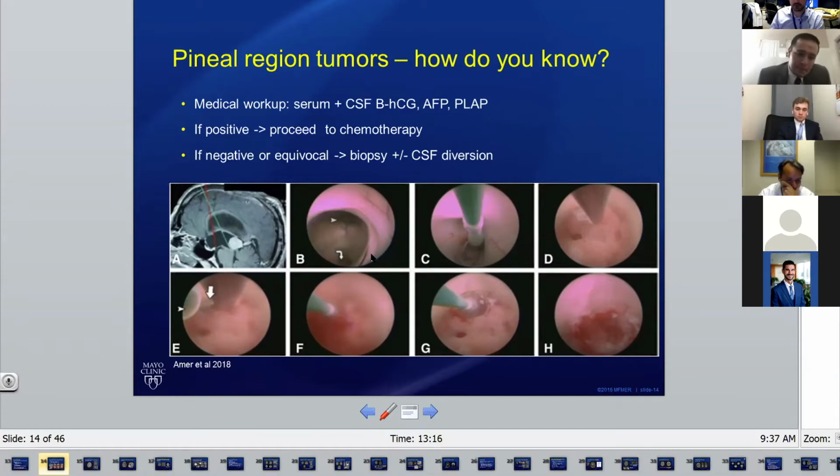So how do we go about doing that? We have a really elegant way of getting a tissue diagnosis, getting CSF, and treating all of the patient's problems at once if they have a germ cell tumor. Some of you may have seen this on your rotations or may otherwise be familiar with it.